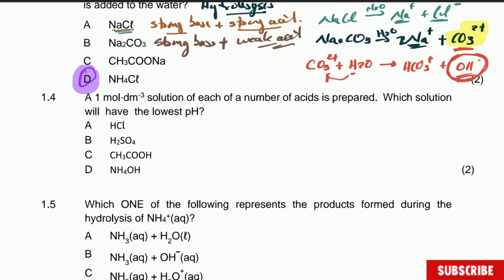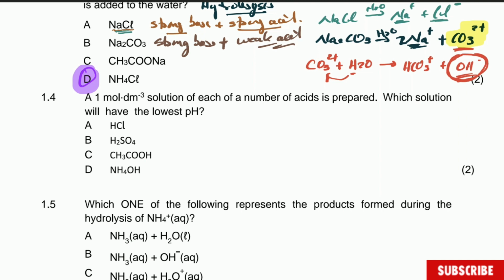Now, question 1.4. A 1 mole per decimeter cubed solution of each of a number of acids is prepared. Which solution will have the lowest pH? And this one is a very good question as well. All of them have the same concentration. That is important to know. Which of the solutions will have the lowest pH?